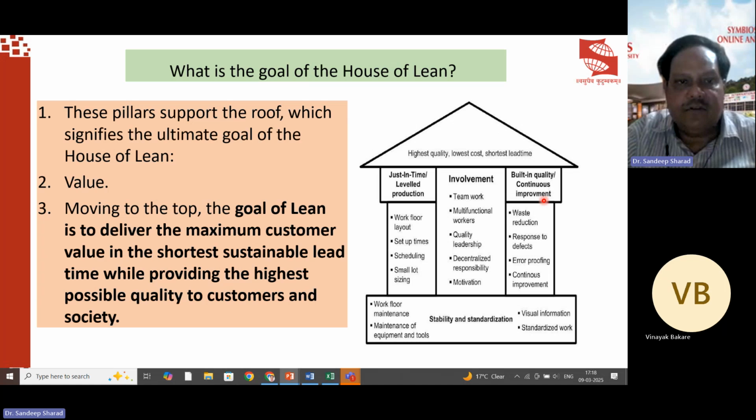What is the goal of the house of lean? This pillar supports the roof, which signifies the ultimate goal of the house of lean: value. Moving to the top, the goal of lean is to deliver the maximum customer value in the shortest sustainable lead time, while providing the highest possible quality to the customer and society.